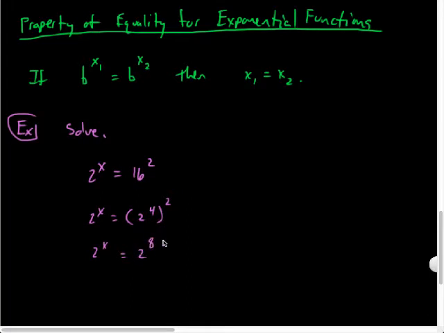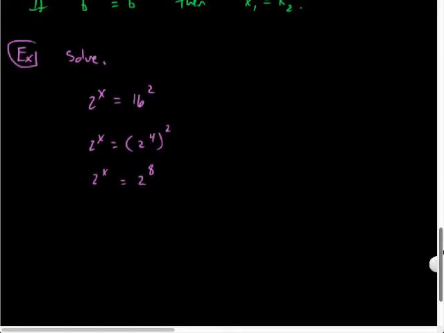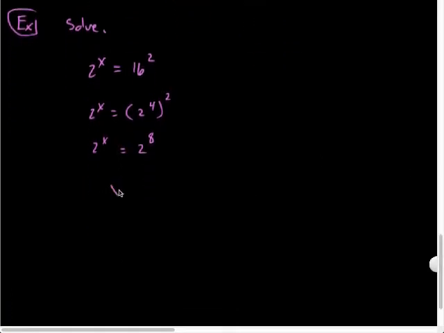Multiply, so that's 2 to the x equals 2 to the 8th, and then using the property of equality for exponential functions, what would my conclusion be? X equals 8. It's got to be. Only way it can happen. All right?